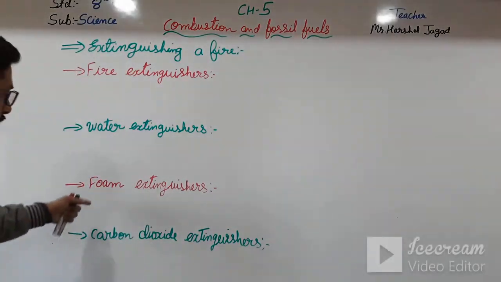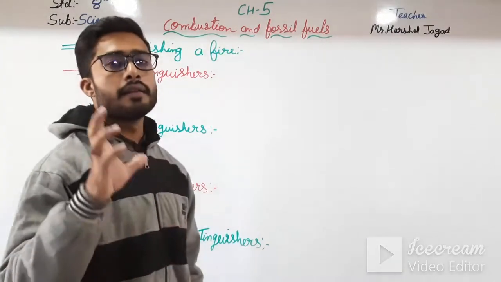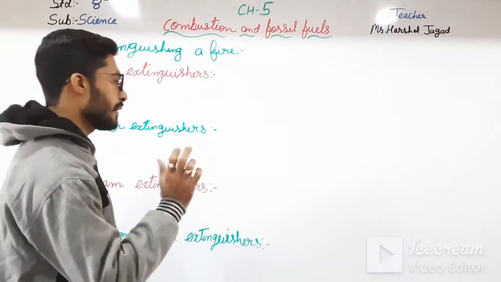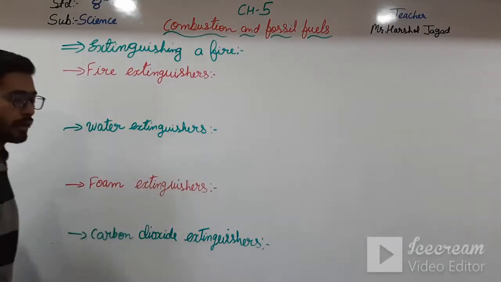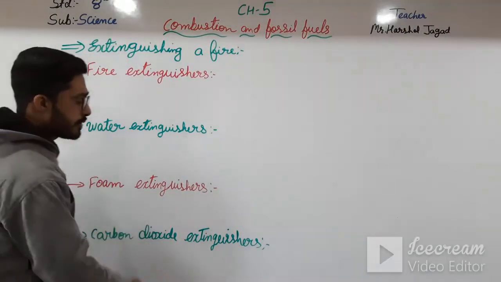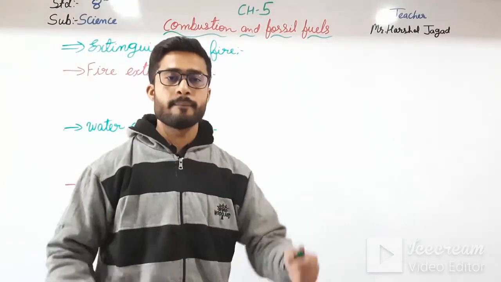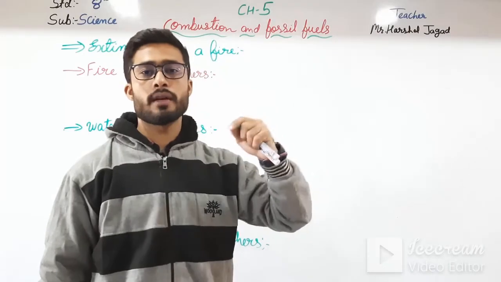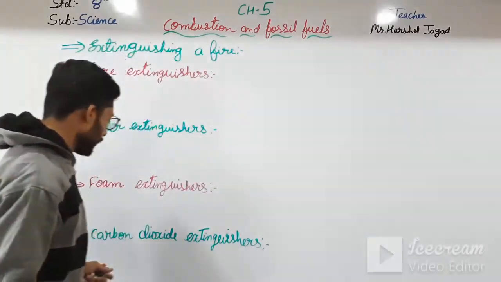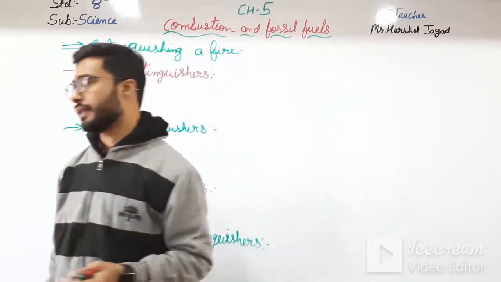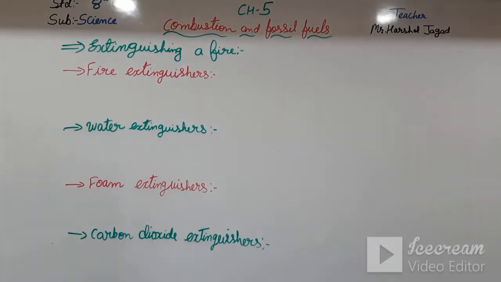The second one is the foam extinguisher. In that, foam is used to extinguish the fire. So their base is foam, and they are known as foam extinguishers. The third one is the carbon dioxide extinguisher. We have seen these red bottles kept in schools. They are known as carbon dioxide extinguishers. Okay students, let us see it in detail.